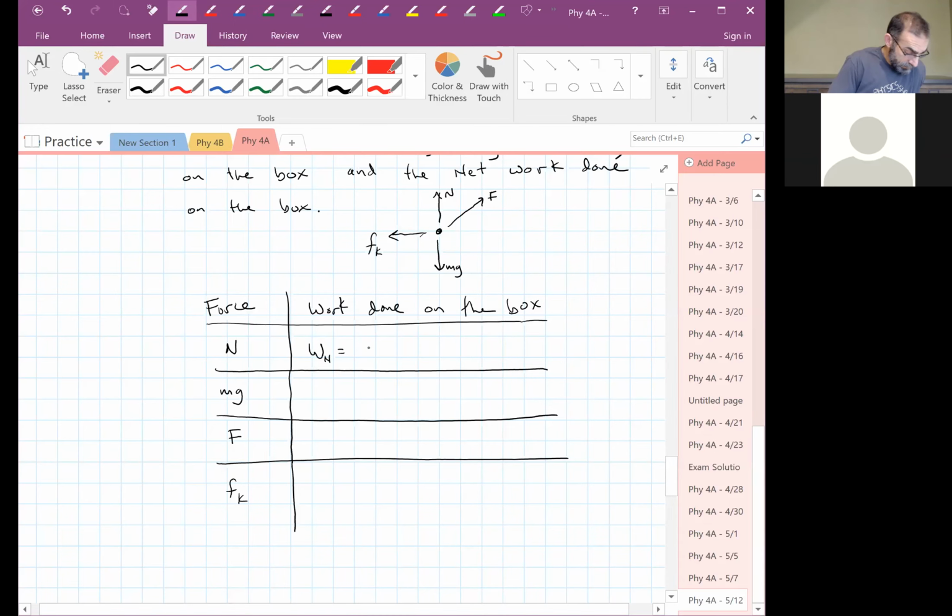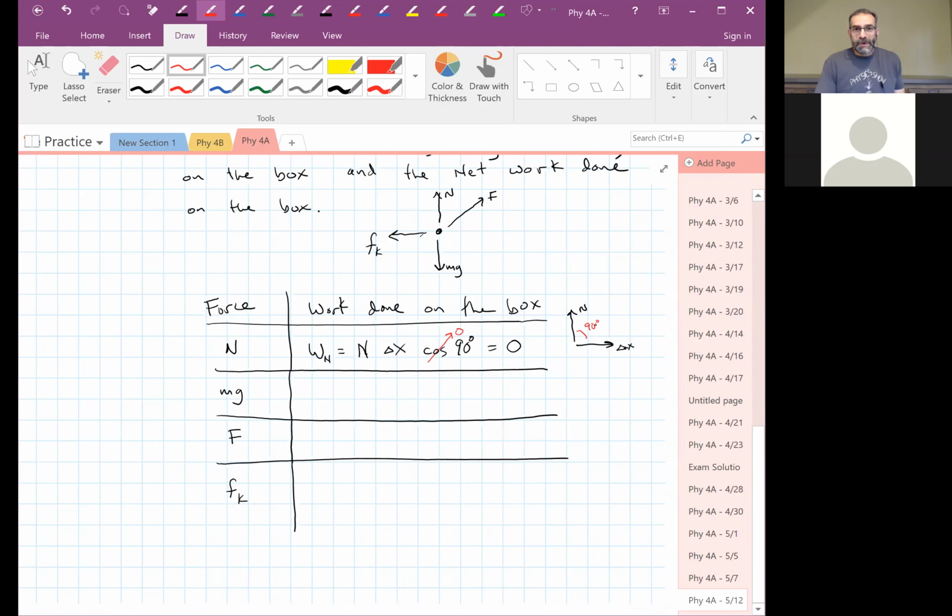Okay, we've got the normal force times the distance times the cosine of the angle you get when you put their tails together, and that's going to be the cosine of 90 degrees. So this is zero. The cosine of 90 degrees is zero. We've got our displacement in this direction, our normal force in this direction, and that is 90 degrees, okay?